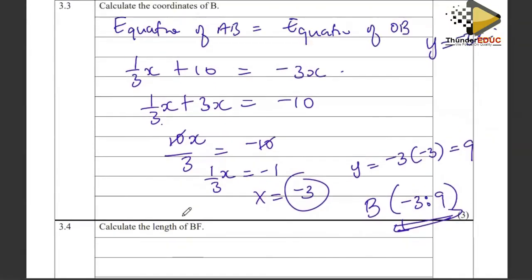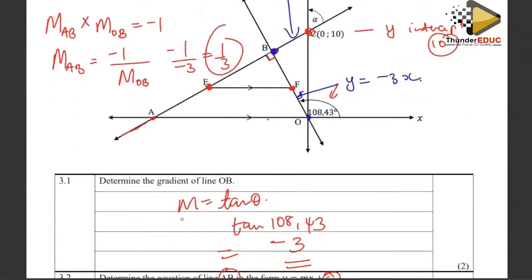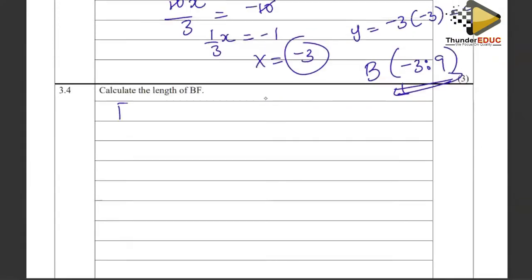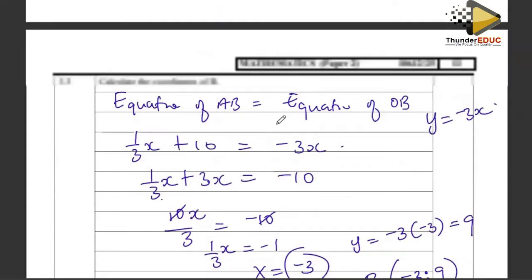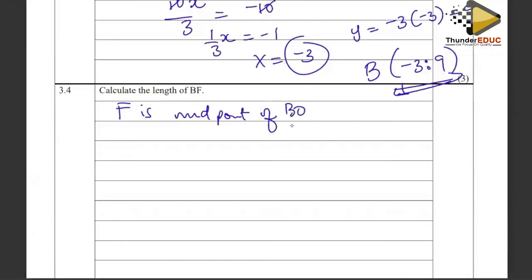Then they want us to get the length of BF. So B is (-3; 9). Where's BF? From here up to there, but we don't know the coordinates of F. The quick way, since F is a midpoint: step number 1, we say that F is a midpoint of the side BO. The reason being, we have the midpoint theorem.